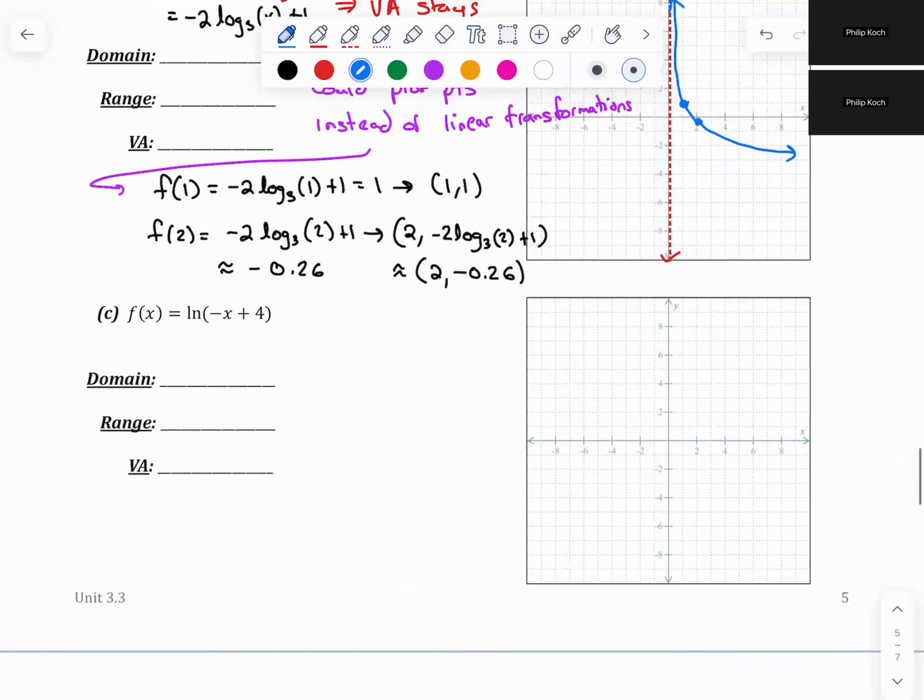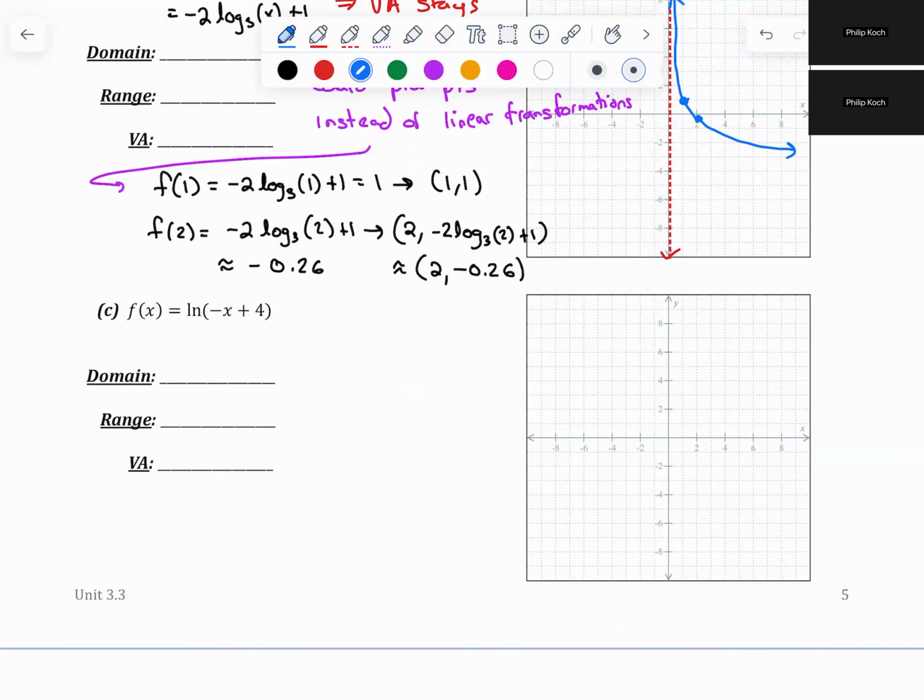f is equal to natural log of -x plus 4. I'm going to start this one off for us. The thing is, because it's a negative x, we want to factor it. Linear transformations tell us to factor out a -1. So it should be f of x equals natural log of the quantity negative parentheses x minus 4, excuse me.